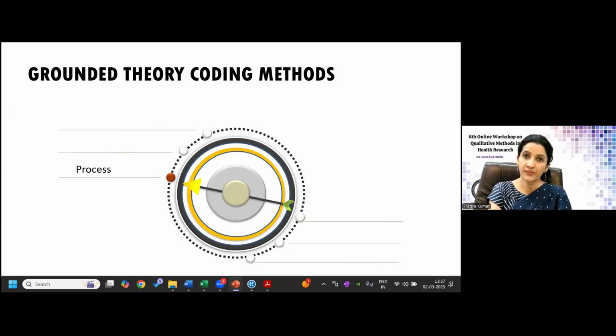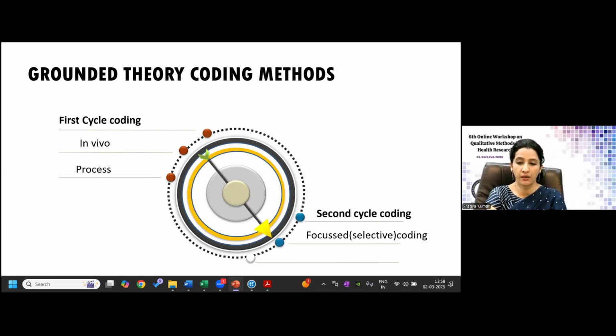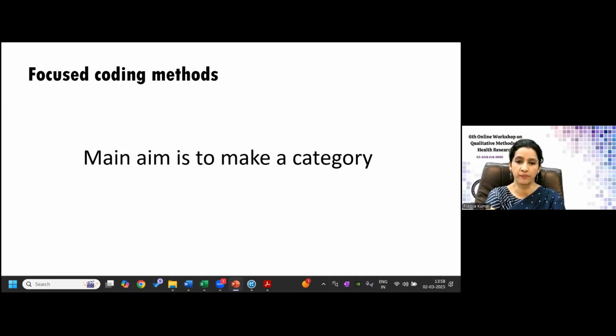In the first cycle coding method, generally we use the in vivo code and process code. These are the two types of code which we use in grounded theory. If you come to the second cycle coding method, generally we remember it with the mnemonic FAT: F is the focused coding, A is the axial coding, and T is the theoretical coding. Now we'll see what is focused coding, what is axial coding, and what is theoretical coding.